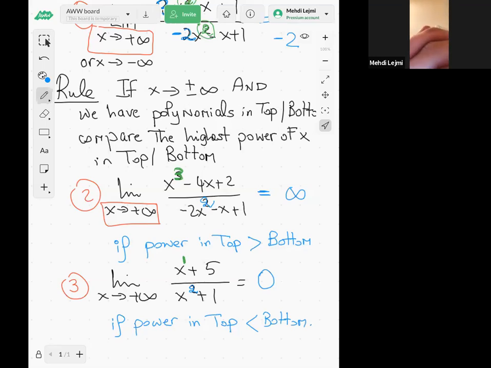Right. So, any questions, guys? This is whenever you have x going to infinity and you have polynomials. Again, it's important that we have polynomials. If you have exponentials or logs, it's a different story. Okay, a kind of different story.